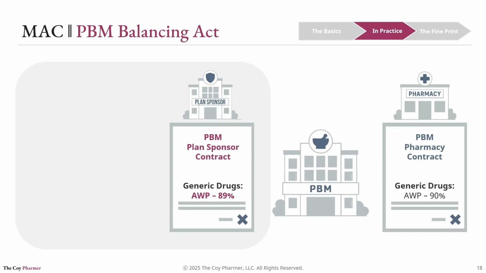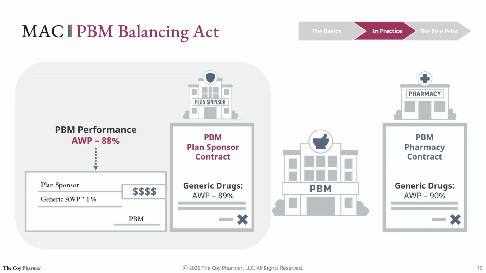So if we start first by looking at the PBM's obligations to plan sponsors, the PBM in this case has guaranteed the plan sponsor that their network discounts will be no less favorable than AWP minus 89%. It is possible that the PBM may underperform in this case. This example is they have reimbursed the pharmacies AWP minus 88%. When this happens, at the end of the year, there's a reconciliation that gets triggered where the PBM needs to write the plan sponsor a check to make up for the difference of what the plan sponsor may have overpaid for drugs throughout the year in the generic claims.